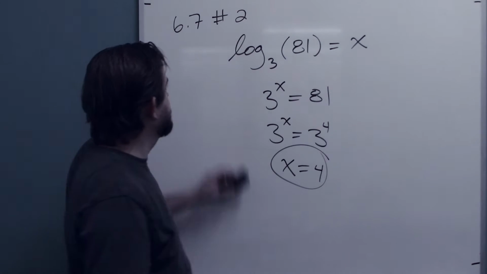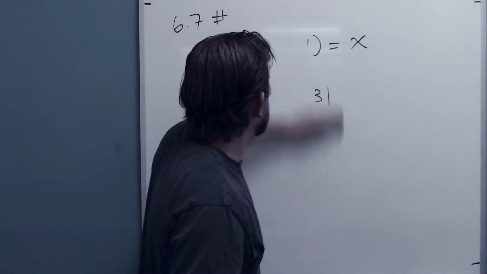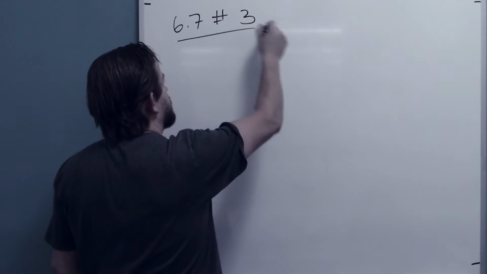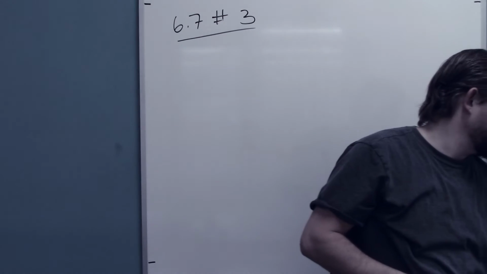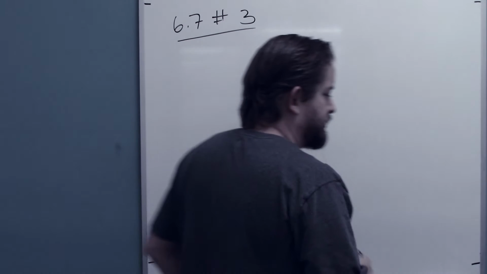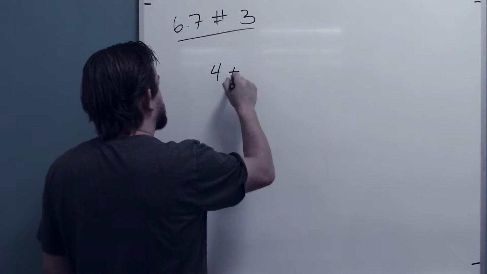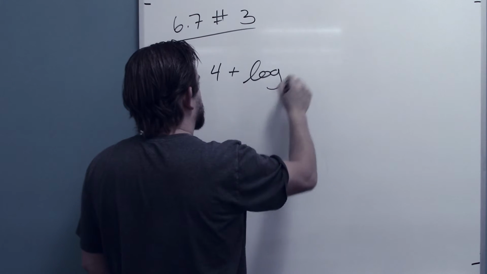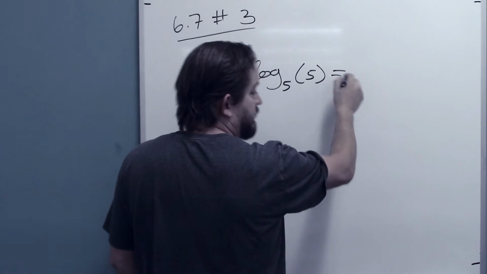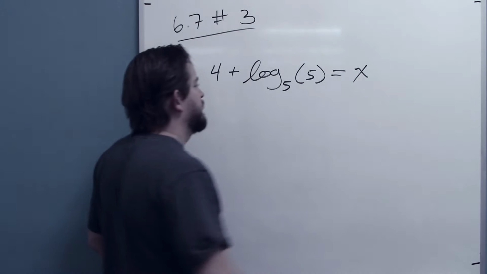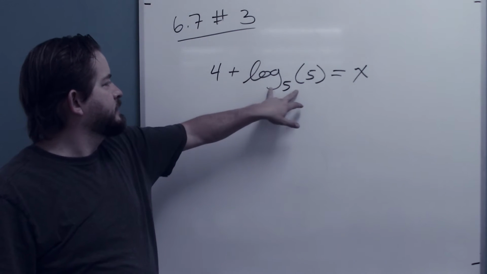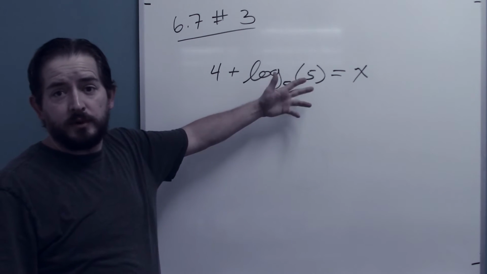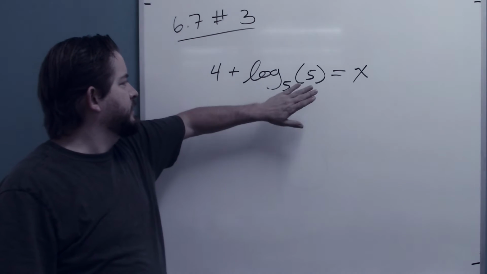Let's look at 3. Three says, same question, solve, but I have this 4 plus the log base 5 of 5. Which, if you're familiar with your exponent rules, the log base 5 of 5 you might recognize as 1, right? But that's all right, we'll get there.